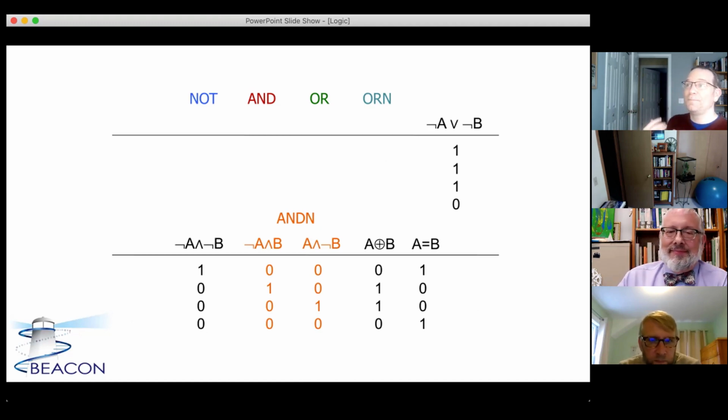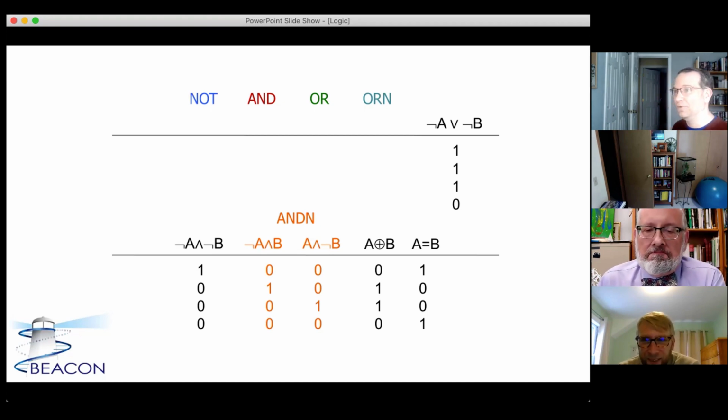Then here, let me explain to you how to get to EQUALS using only NOTs, which is something you can do, but is not the most obvious thing if you're not used to thinking in these terms.